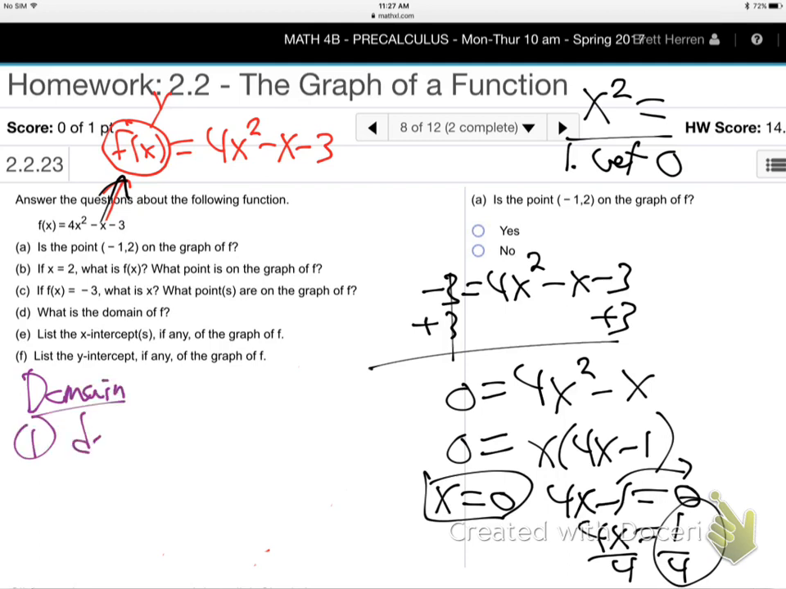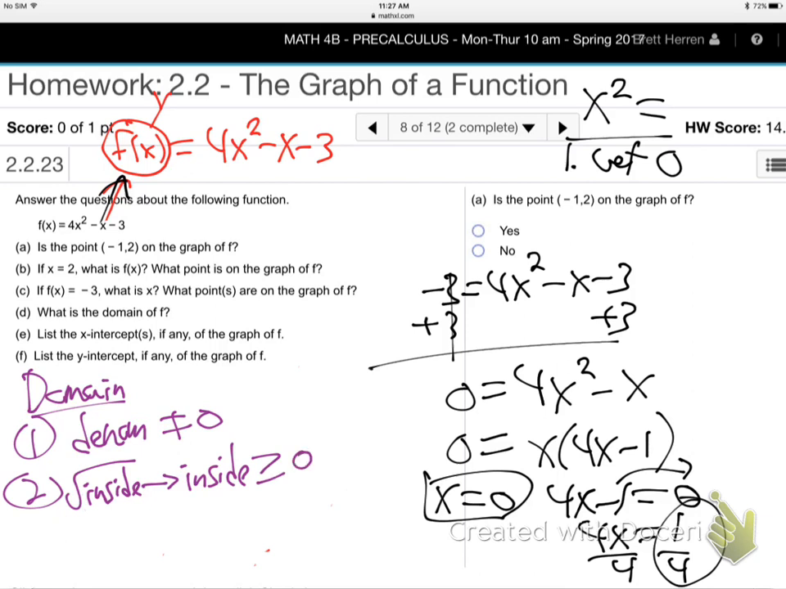Number 1, any denominators. We say denominators can't be 0, and we solve, right? Number 2, if you have a square root, inside of a square root, you say the inside has got to be greater than or equal to 0. Because you can't be negative in a root. You got to be greater than 0, positive, or equal to 0. 0 is okay.